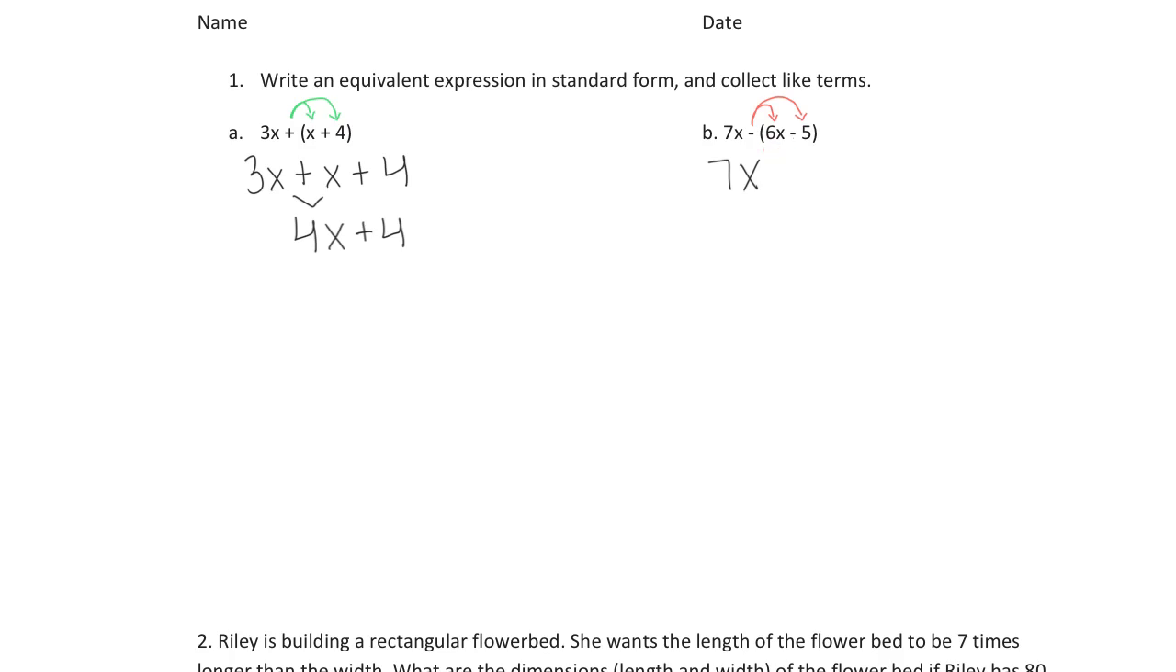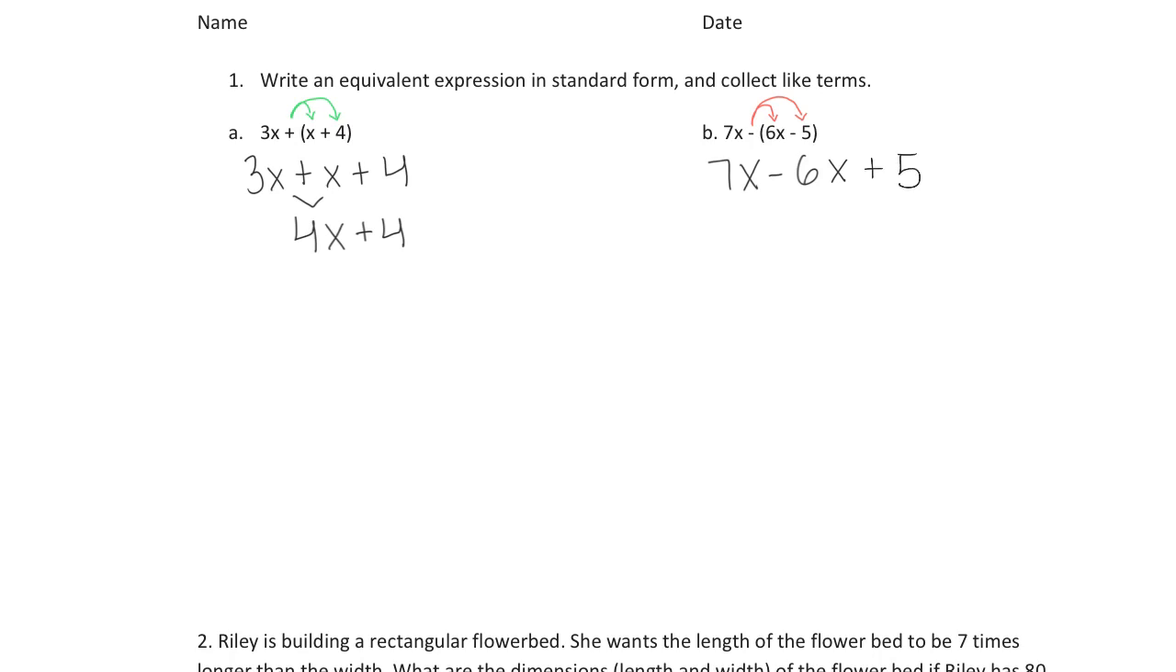Well, what's the opposite of positive 6x? Well, that is negative 6x. Then I look at negative 5 here. What is the opposite of negative 5? Well, that is positive 5.